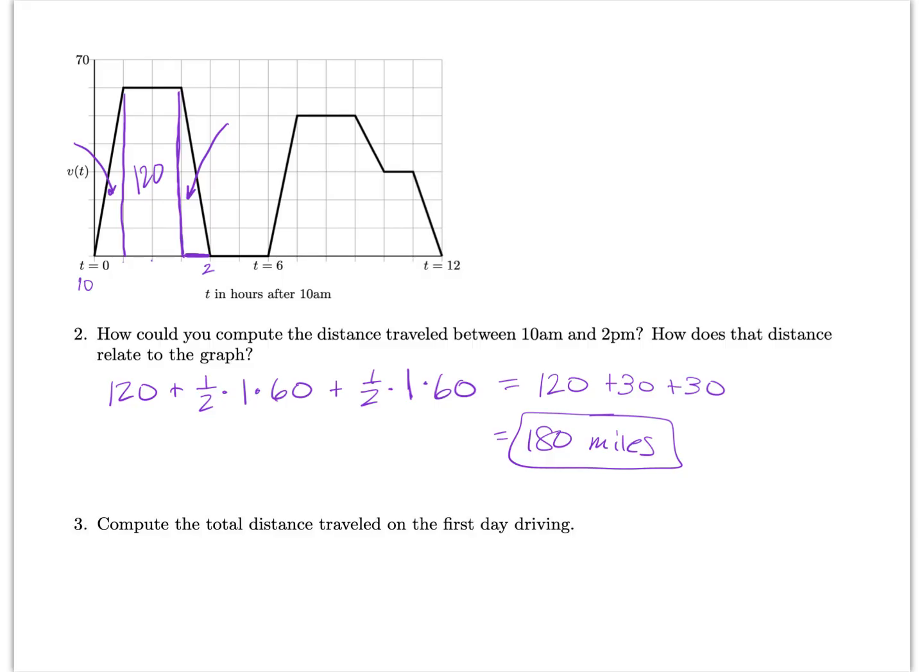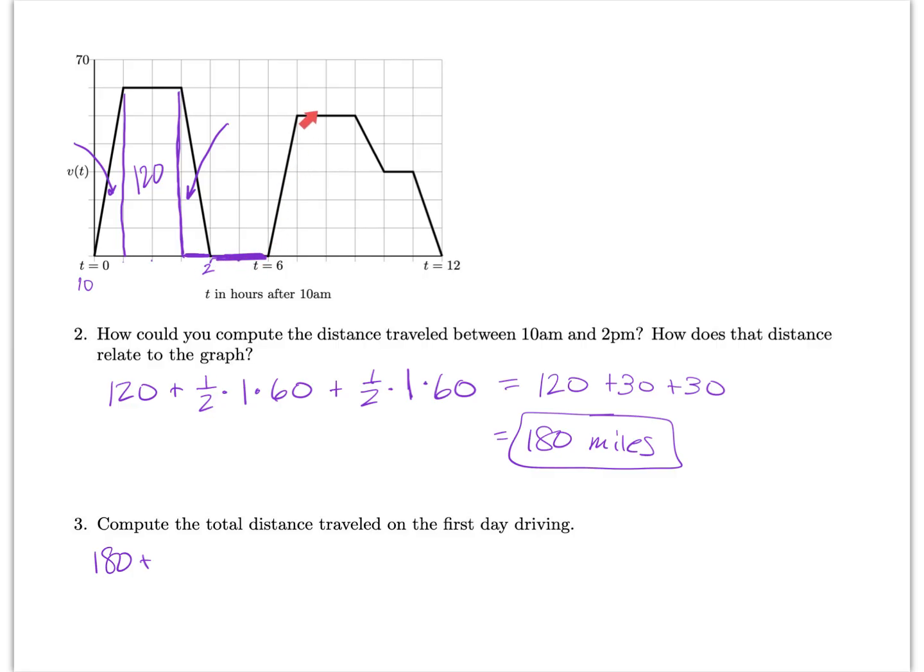And number 3, compute the total distance traveled on the first day of driving. So that is for the entire graph, 12 hours of driving. I already know the distance I traveled in the first 4 hours. That was 180 miles. Okay, and then it looks like from t equals 4 to t equals 6, my velocity is 0, which means we took a break. Maybe we stopped for lunch.